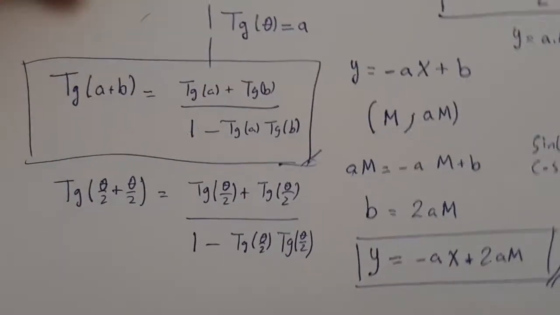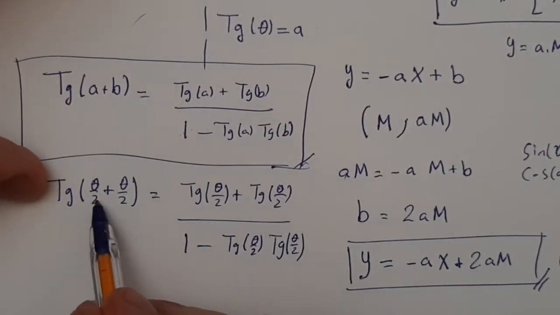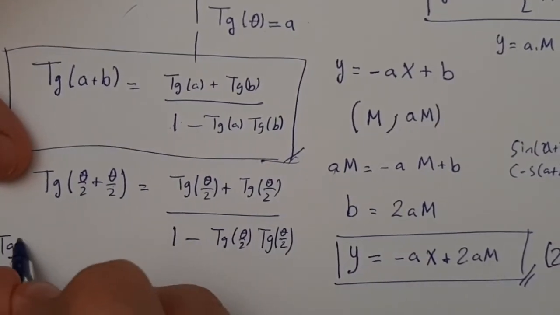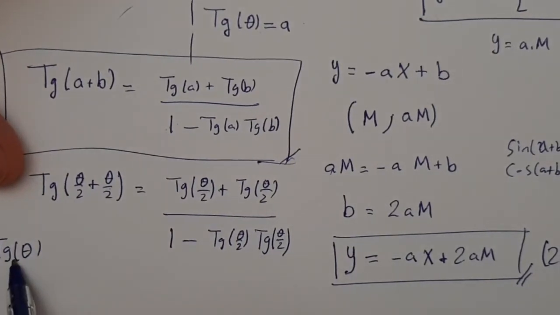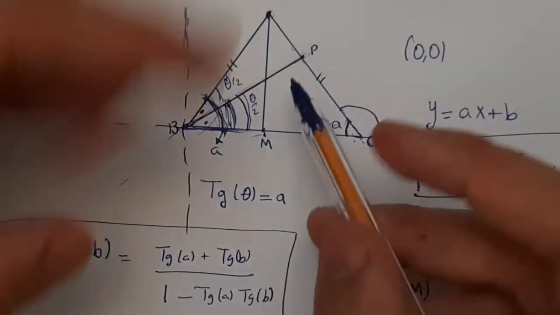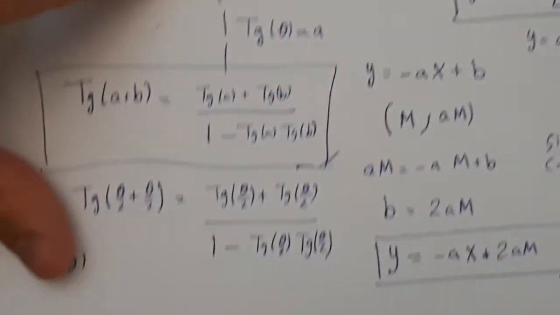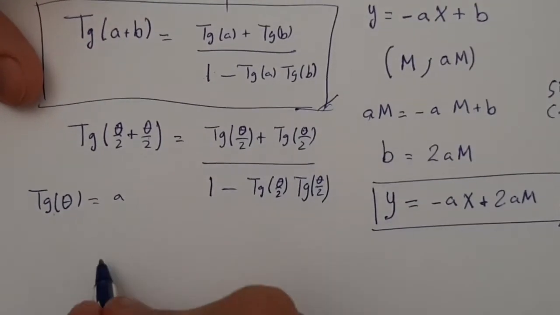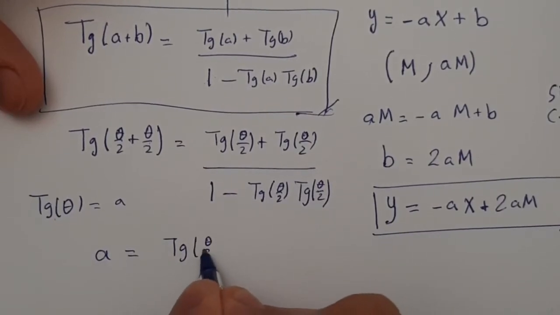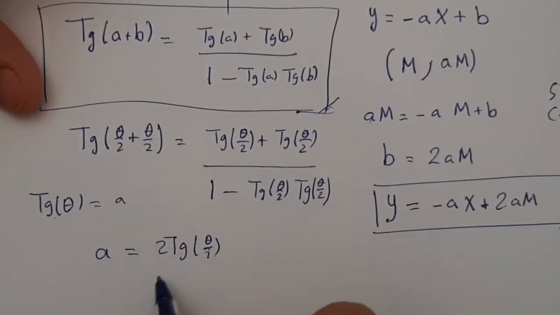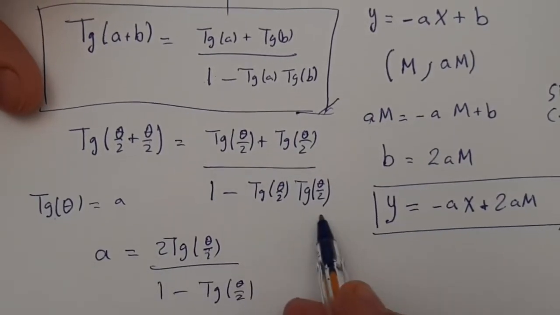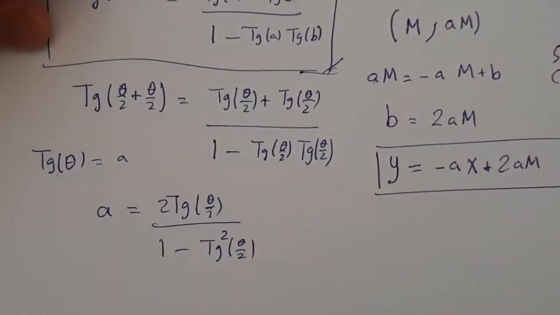So how do we go on solving this? Well, the tangent of theta divided by 2 plus theta divided by 2, it is what? It is the tangent of theta, right? But remember, tangent of theta is a, because this tangent over here of this angle over here is the linear coefficient of this line. So this is equal to a, right? So I can say that a is equal to the tangent of theta divided by 2 plus theta divided by 2, so multiplied by 2, over 1 minus tangent of theta divided by 2 multiplied by the tangent of theta divided by 2, so it is squared, okay?